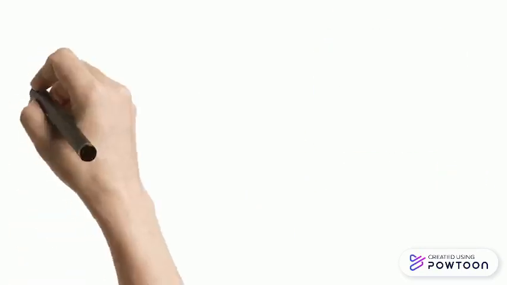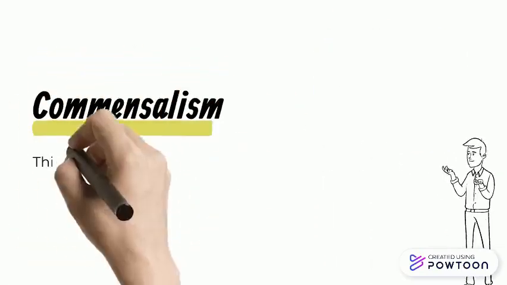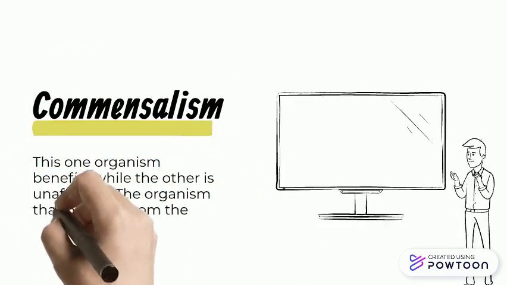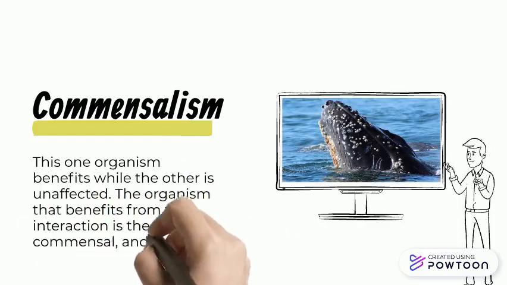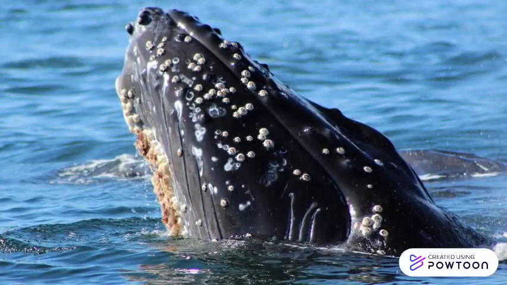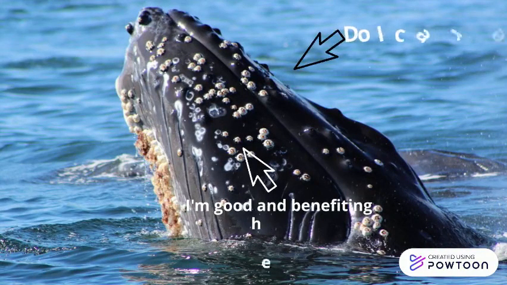The second one is commensalism. This one, one organism benefits while the other is unaffected. An example of this is whales and barnacles. Barnacles stick to the whales and they grow and develop on these surfaces without negatively affecting the host.